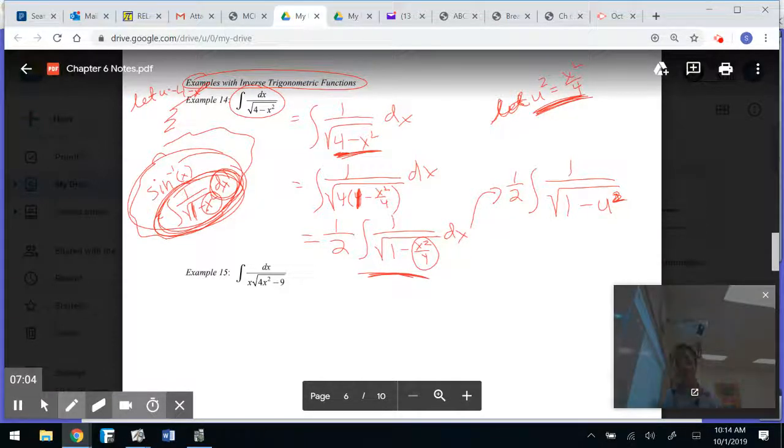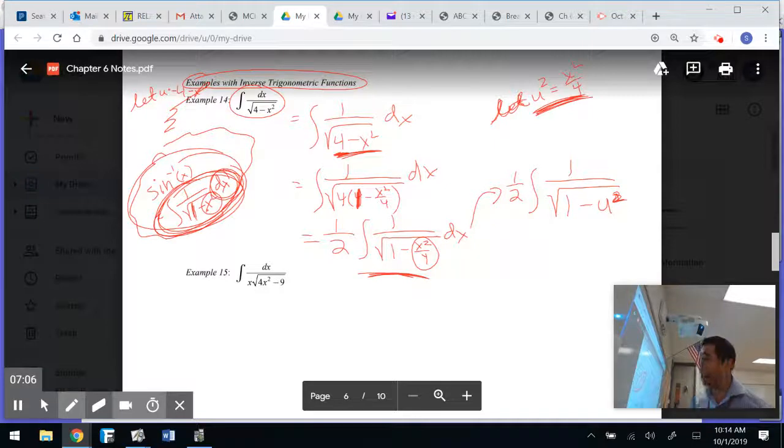But before I take the derivative, let's make it even more okay, right? Let's just take the square root of everything. And that means u would be x over 2. Well, that means du, the derivative, would be just 1/2 dx. And if I solved for dx, I would get 2 du. So let's go ahead and substitute that, right?